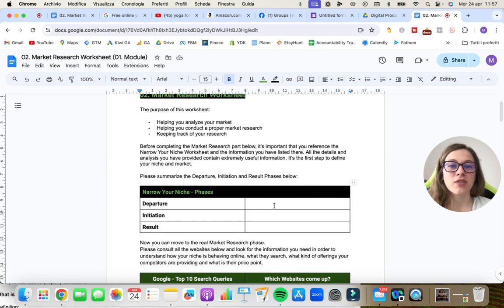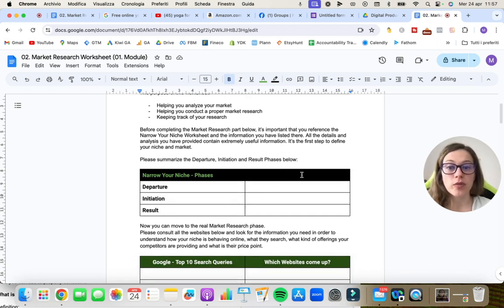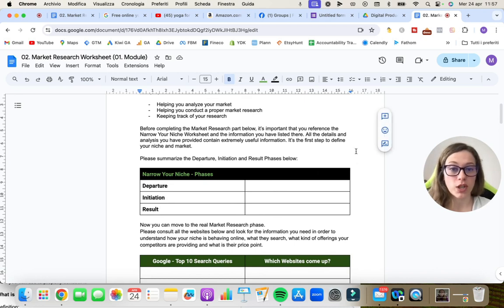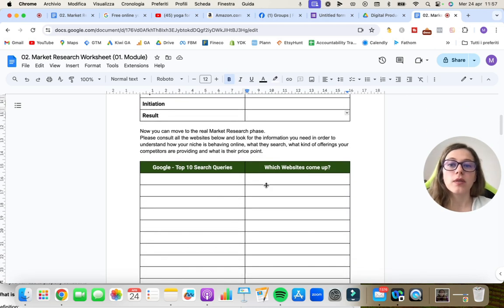Before completing the market research part below, it's important that you reference the Narrow Your Niche worksheet and the information you have listed there. All the details and analysis you have provided contain extremely useful information. It's the first step to define your niche and market. So you go back to the previous sheet and you summarize what you wrote in the departure phase, in the initiation phase, and in the result phase for your niche definition into these 3 rows. And then you can move on to the real market research phase.